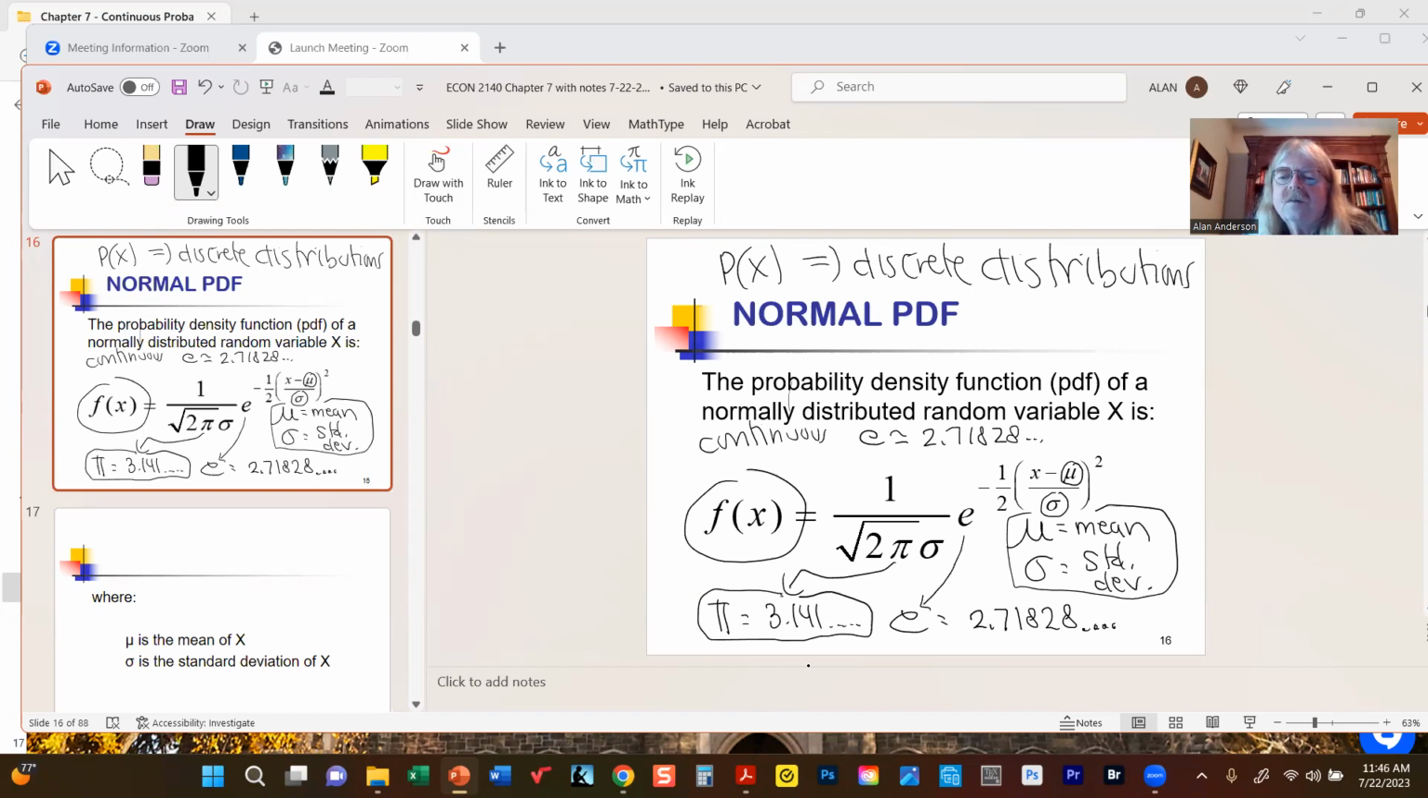So this is the formula that is used to calculate normal probabilities. And also, if you notice, instead of calling it P of X or something like that, when we have a continuous distribution, the convention is to refer to it as f of x, because it is, after all, just a function. It's a smooth, continuous function. So we'll call it f of x.